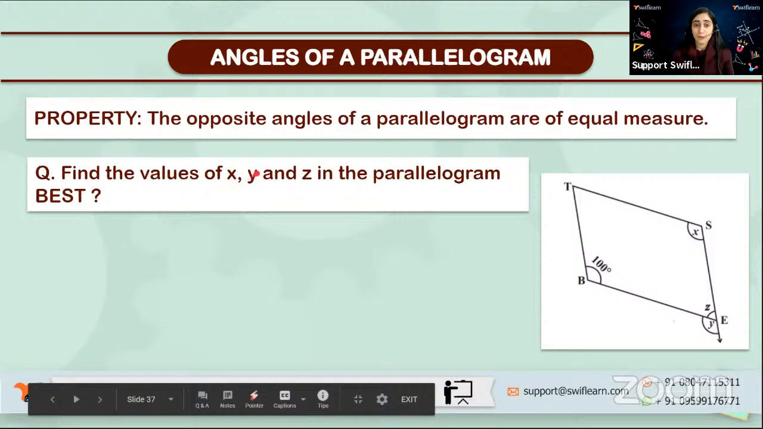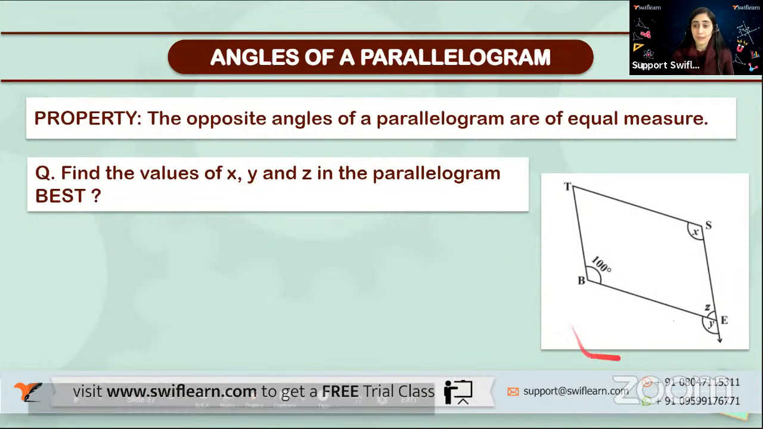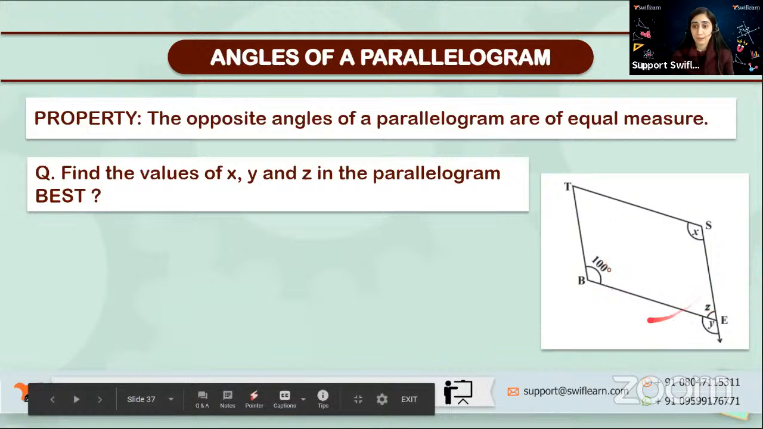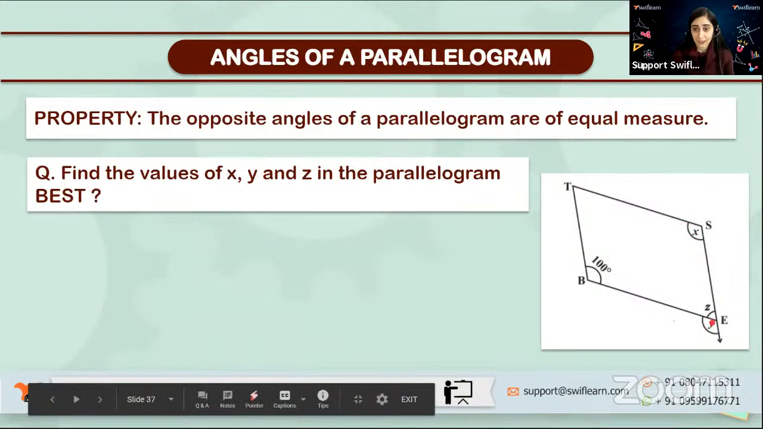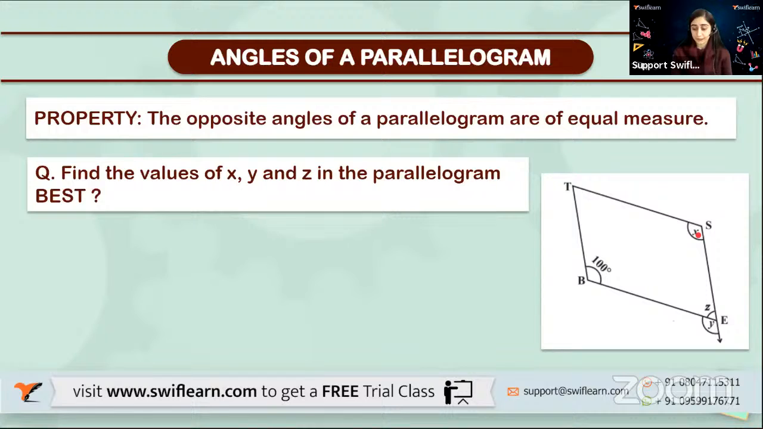So find the value of X, Y, and Z in a parallelogram BEST. So it's a parallelogram BEST. So you need to know the value of X, Y, and Z. So I know the value of B. So can I know the value of X? What will be the value of X? Yes. So if angle B is 100 degree, what is the value of X? What is the value of X first? Mohit, okay. Let's see. You've given me the answer for Y and Z. Let's see what's the value of X.